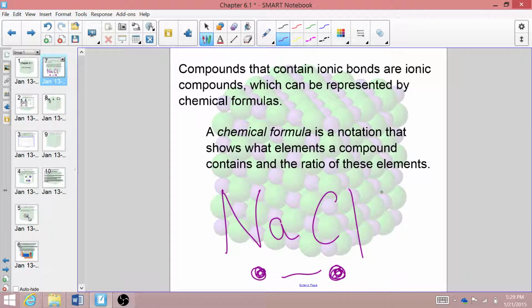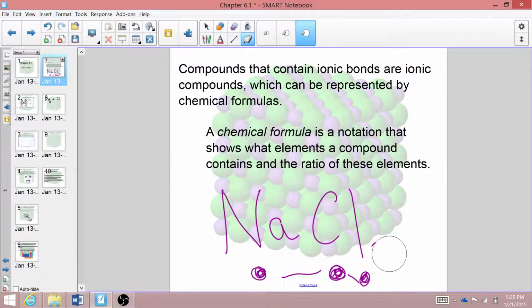And there's one sodium atom for every one chlorine atom. If this were NaCl2, that would mean that we have one sodium atom for every two chlorine atoms. So there would be two of these guys. But that's not the case here. With sodium chloride, it's just one sodium atom and one chlorine atom.